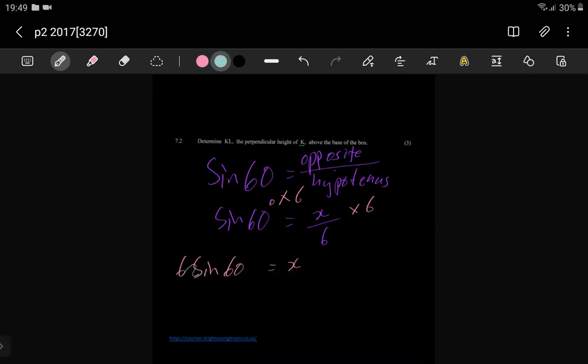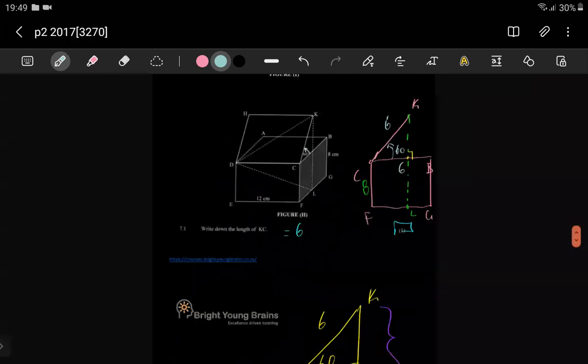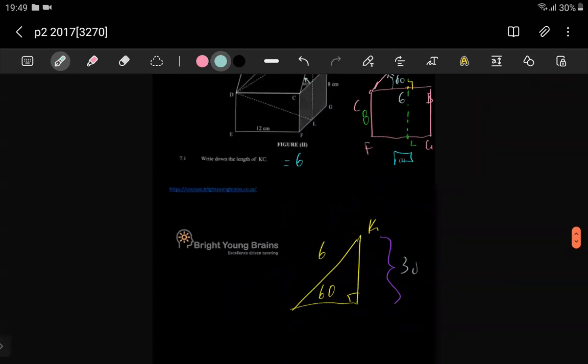In our calculator, this is 6 times sine 60. Let me grab my calculator because, why think when the calculator is there? So 6 multiplied by sine 60 is 3 square root of 3. So the answer here is 3 square root of 3. That's the x value. So don't get carried away and leave that as your final answer.